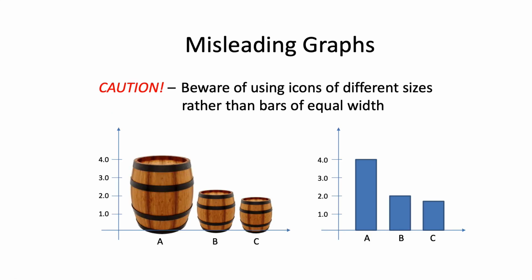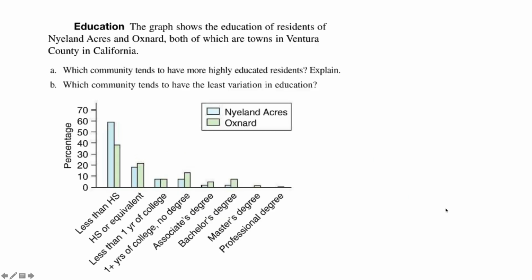You should also be careful about using icons of different sizes rather than bars of equal width. On the left, this makes category A look like it's much larger than, say, category C, as compared to the equal width bars on the right. Let's look at a couple of examples.